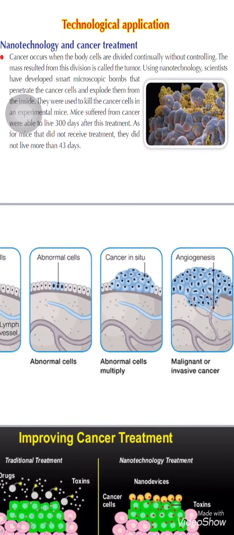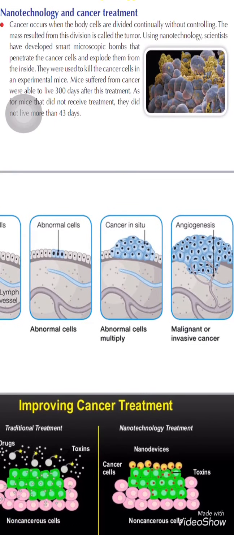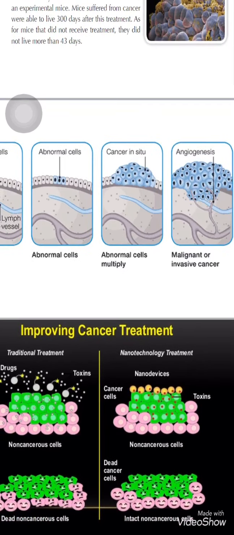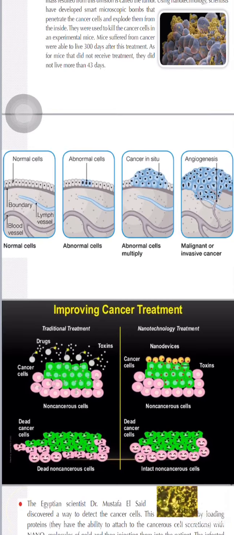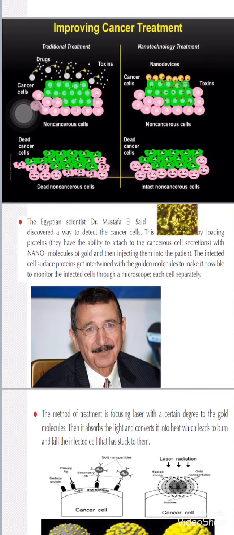A lot of scientists started to search for methods to detect cancer cells and to treat cancer. One of the methods to detect cancer cells was developed by the Egyptian scientist Dr. Mustafa al-Sayed. Dr. Mustafa al-Sayed discovered a very new and perfect way to detect cancer cells, which is called nanotechnology. This nanotechnology used nanomolecules of gold. What's meant by nano? Nano means very, very, very small molecules. It's measured by the nanometer unit.